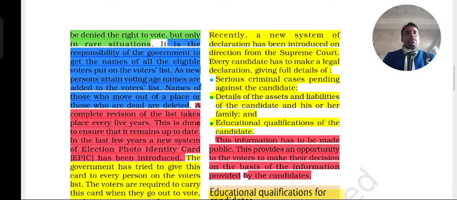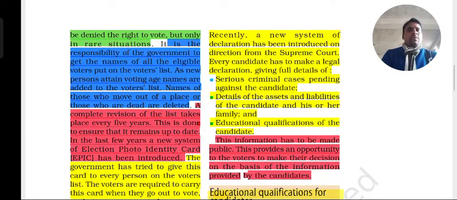And the second point is details of the assets and liabilities of the candidate and his or her family background. So what are the things that he has, what are the assets, what are the liabilities that he has in his home, and totally what property he has to show, what his bank balance is, his property, his buildings, each and everything, and about his family also, that he has to declare, he has to show it, okay.